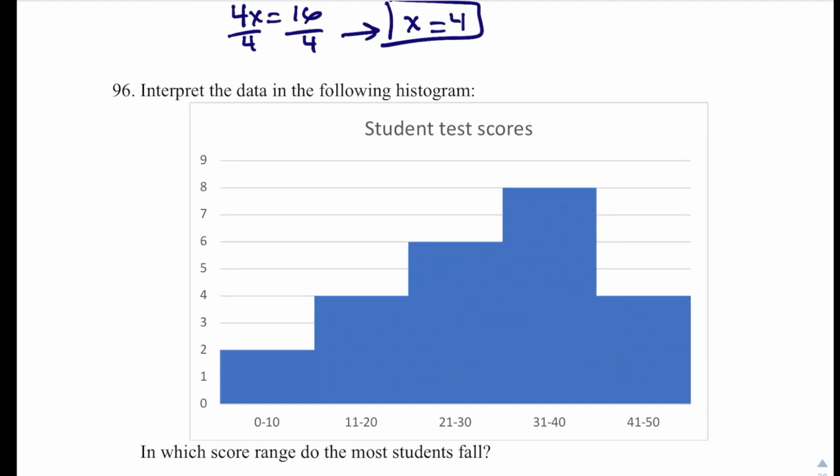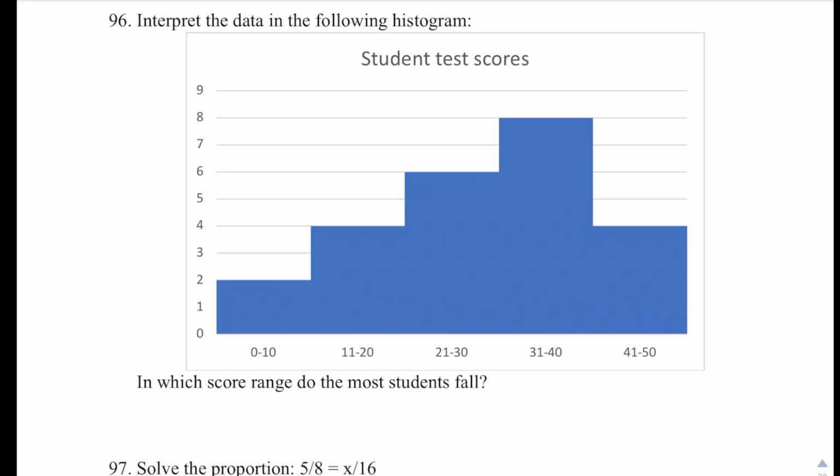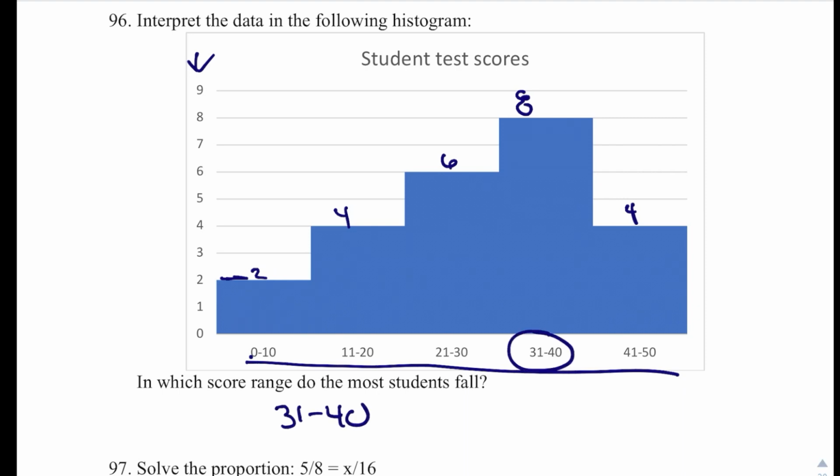Interpret the following histogram. In which score range do the most students fall? So we can see here are score ranges, and here are the number of students that fall there. So 0 to 10, we have 2. 11 to 20, we have 4. 21 to 30, we have 6. 31 to 40, we have 8. And 41 to 50, we have 4. So the range most students fall in is going to be 31 to 40 right here.